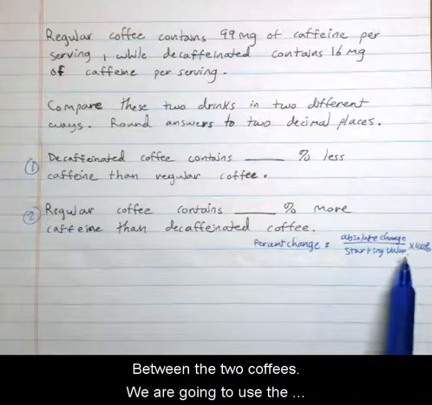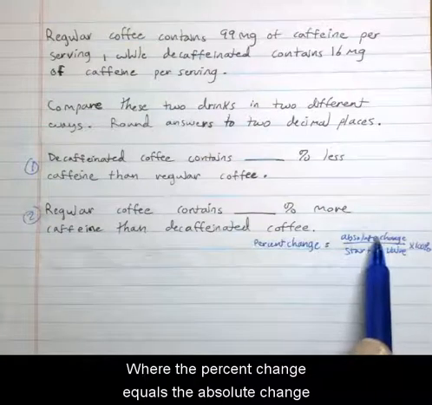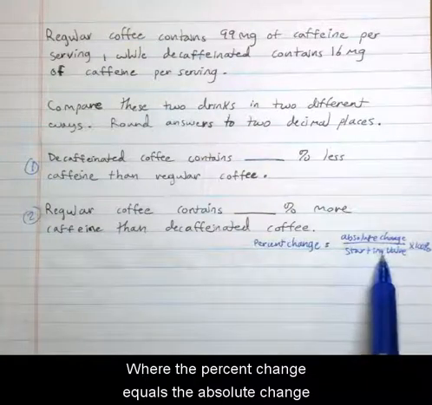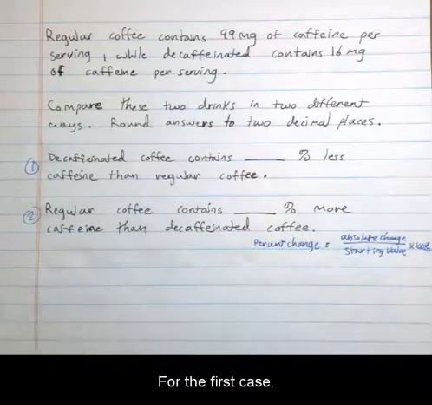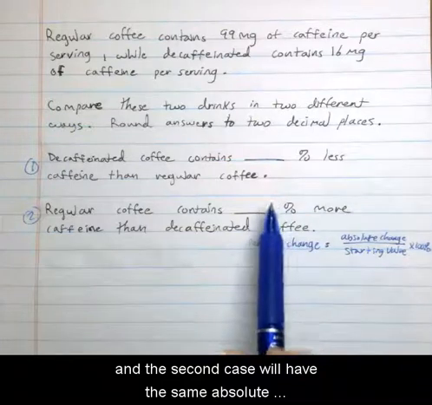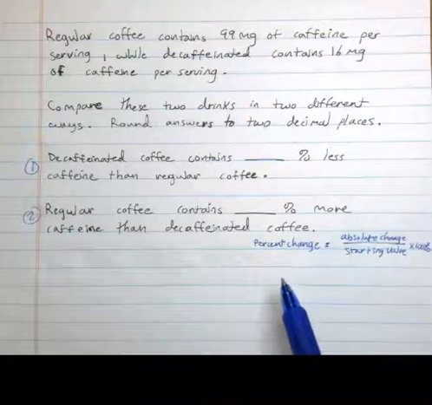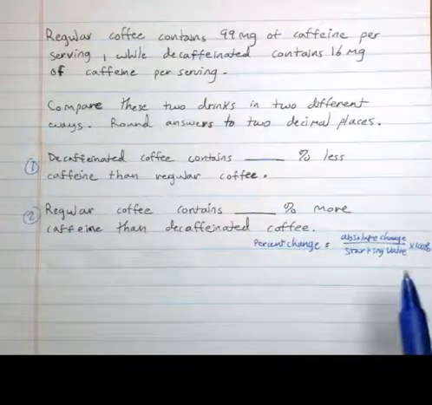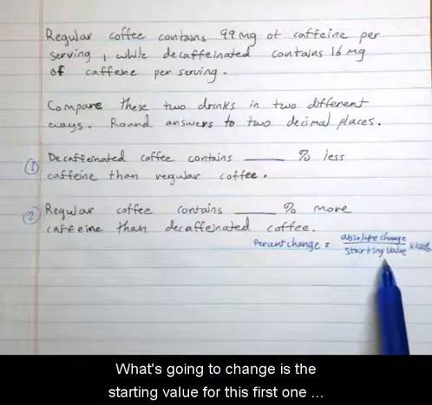So we're going to use this percent change formula, where the percent change equals the absolute change divided by the starting value times 100%. For the first case and the second case, we'll have the same absolute change in the number of milligrams for the two types of coffee. What's going to change is the starting value.